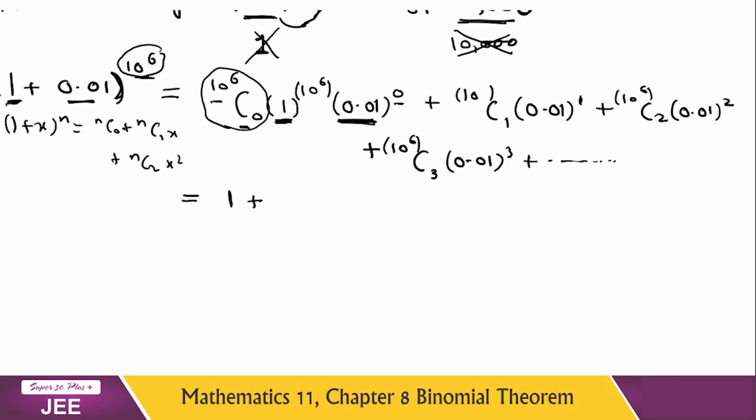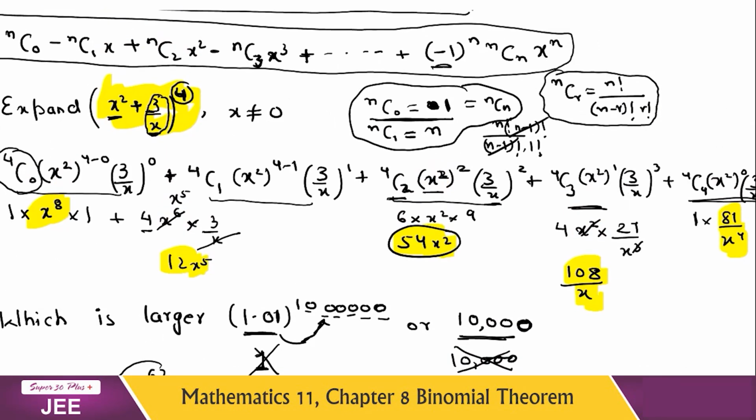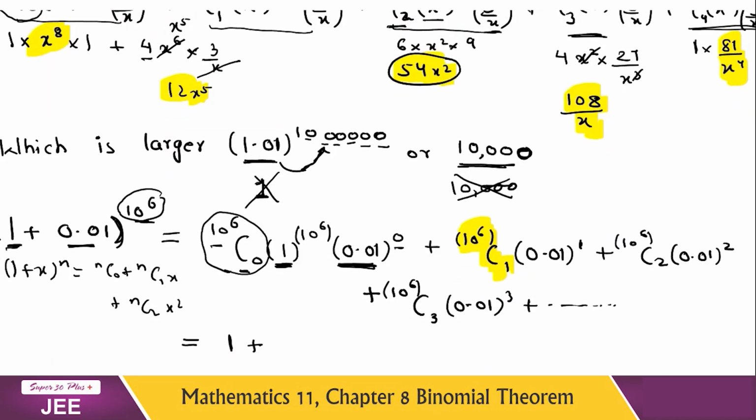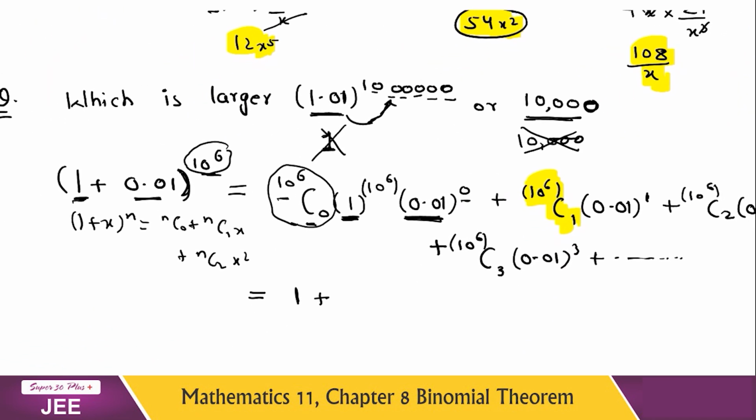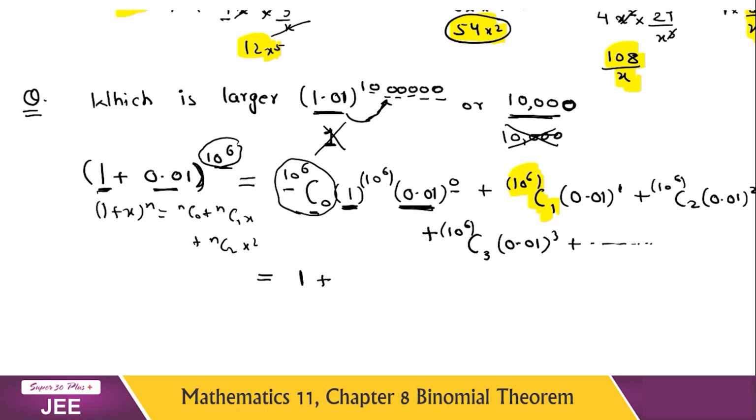The second term is 10^6 C1, and this is following nC1. nC1 is equal to n. I have written it over here and asked you to please memorize it so that it can save our time. So the second term, 10^6 C1, becomes 10^6. Alright, 0.01 raised to the power 1 means 1 by 100, which is 10 raised to the power minus 2.